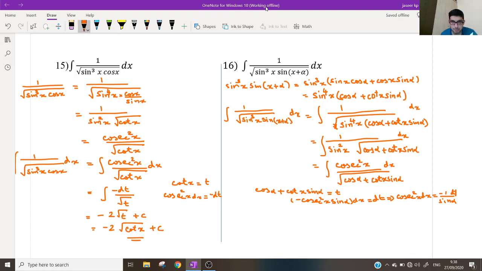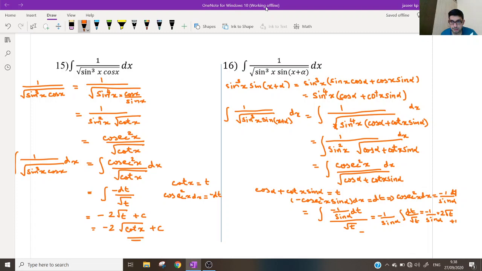So that means this will become the integral of minus 1 by sine alpha, dt divided by root t. So it is minus 1 by sine alpha, independent of t, then dt by root t. So 1 by root t, so the integral will be minus 1 by sine alpha, 2 root t plus c.